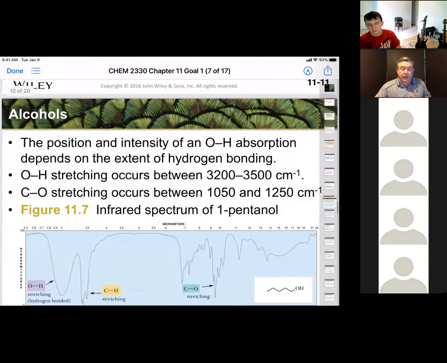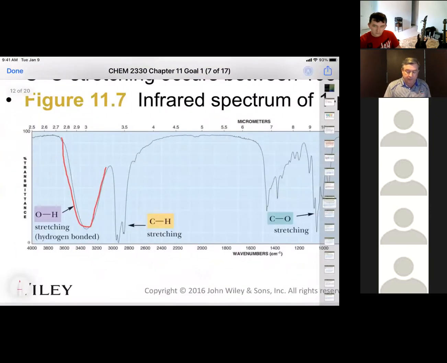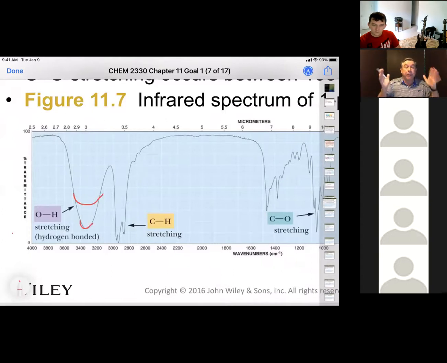Okay, so now let's talk about alcohols. That's another functional group that shows up very well in IR. The first thing we're going to notice is this big, broad peak here. Okay, so it's big and broad because of hydrogen bonding, and the intensity varies a little bit. So it can be maybe up here sometimes, but down here. But the idea is that it's above 3,000 and it's very broad.